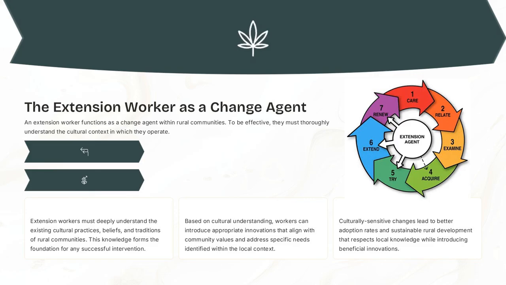The extension worker as a change agent. An extension worker functions as a change agent within rural communities. To be effective, they must thoroughly understand the cultural context in which they operate. Understanding rural culture. Extension workers must deeply understand the existing cultural practices, beliefs, and traditions of rural communities. This knowledge forms the foundation for any successful intervention. Implementing change. Based on cultural understanding, workers can introduce appropriate innovations that align with community values and address specific needs identified within the local context. Sustainable development.